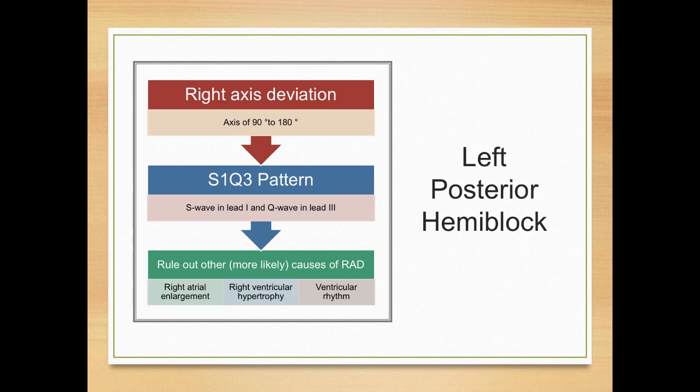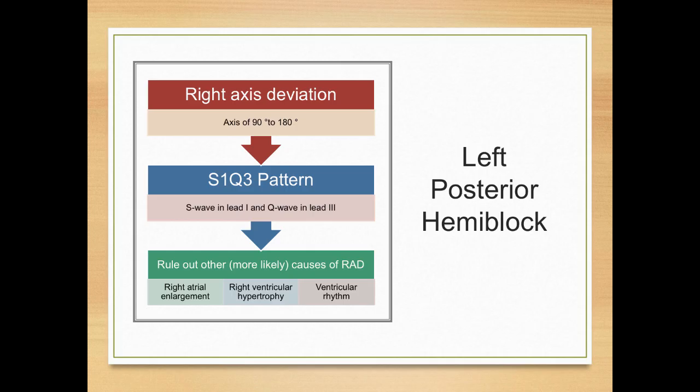Is there an S wave in lead 1? Well, there's always an S wave in lead 1 in right axis deviation. But is there a Q wave in lead 3? There's not always a Q wave in lead 3 with right axis deviation. So look at lead 3. Is there a Q wave, even a teeny tiny itty bitty little Q wave in lead 3? If there is, then we need to move on to the last step, and that's our rule outs.